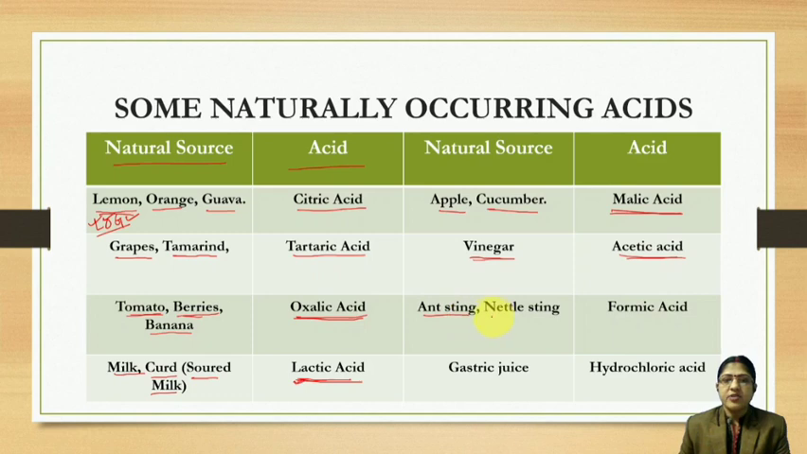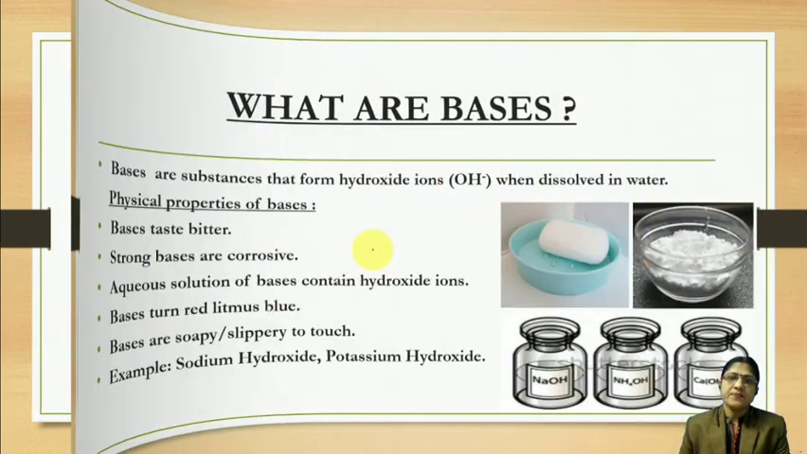Then ant sting and nettle sting. We feel pain when an ant stings due to formic acid. Formic acid is its common name, and the IUPAC name we will discuss later. That is methanoic acid. And gastric juice contains hydrochloric acid. So these are some commonly known acids, right?